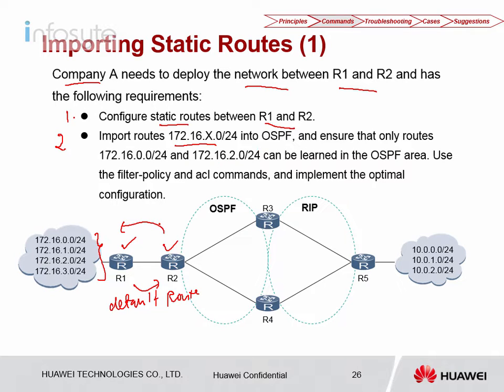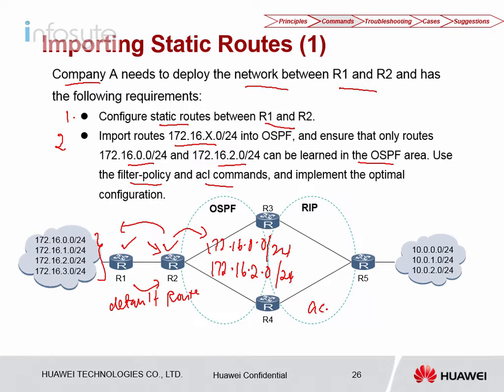172.16.x.0 into OSPF. So I have 4 routes inside R2, and you are only allowed to have 16.0.0 and 16.2.0. So only 2 routes, 172.16.0.0/24 and 172.16.2.0/24, can be learned in the OSPF area. You are required to use a filter policy and the ACL. So we are going to filter just based on these two entries, 0 and 2.